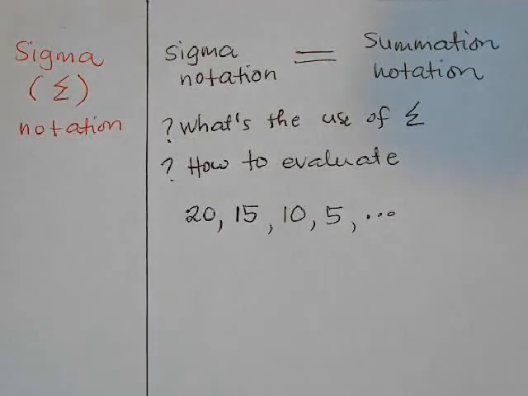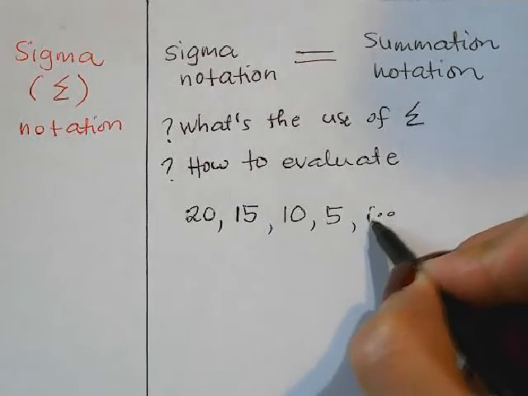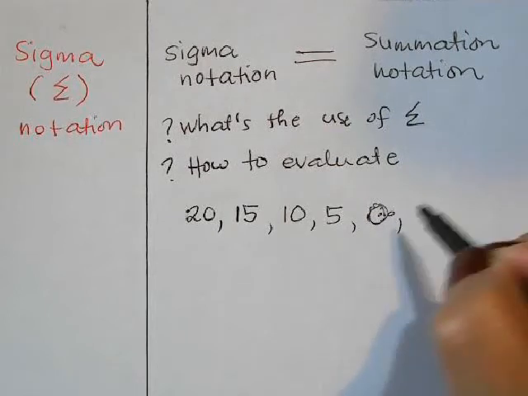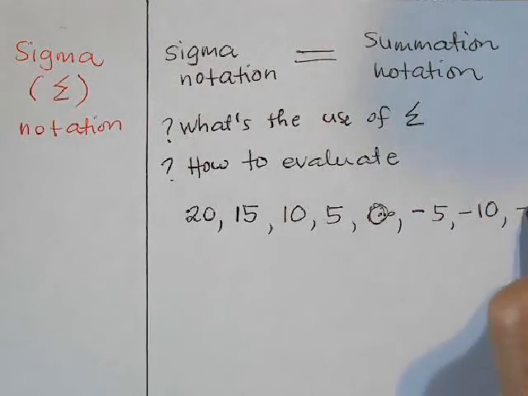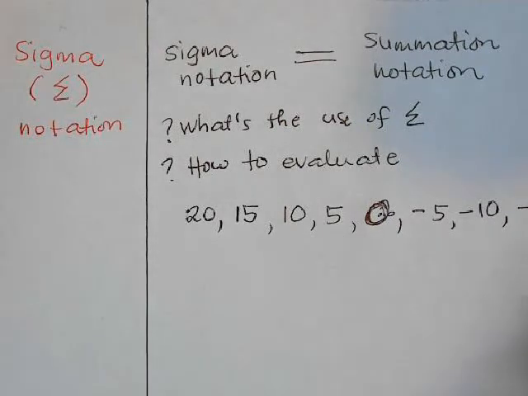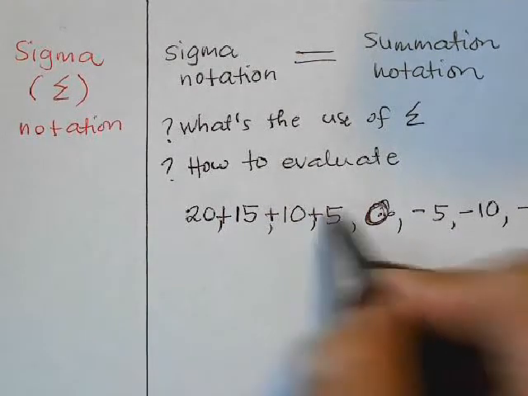Now, for the sake of our studies, let's just continue this. The next number will be 0. Then you will have negative 5, negative 10, negative 15, negative 20.